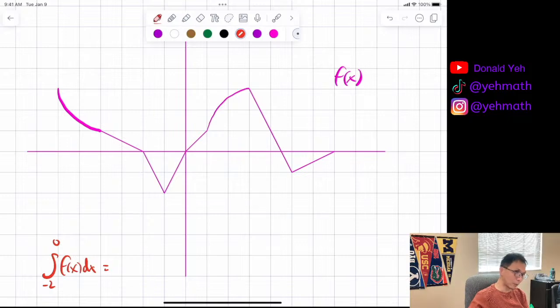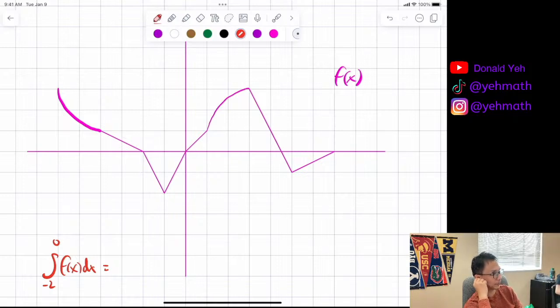So I want you to think about what it would be. Don't shout your answer. Just raise your hand and I'll call on you. I know you know it. I need other people to know it. I need to call on the people that never talk to me. Okay, so let's start with the integral from -2 to 0 of f of x dx.